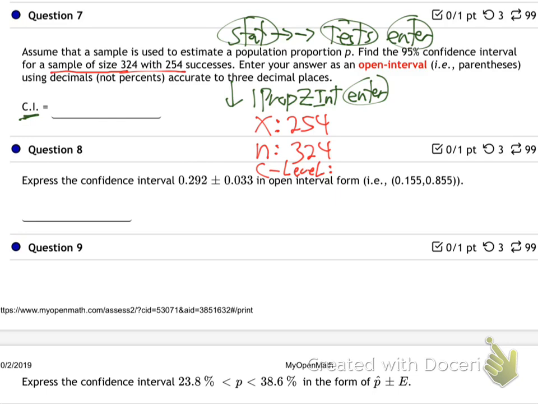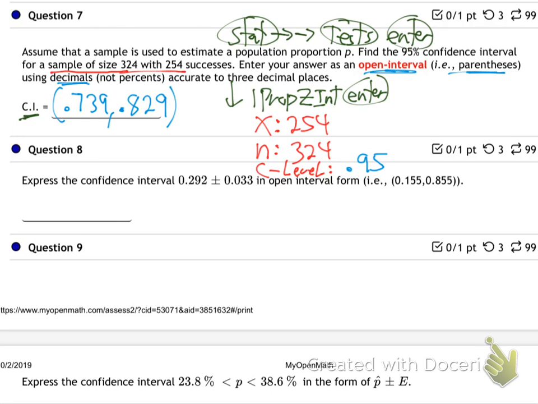And then the confidence level, 0.95. Hit the buttons. I'm getting point, and then with 3 decimals, 0.739, comma, 0.829. Rounded, it was 0.2876, so I rounded to 0.29. That's all they want. They want the actual parentheses with the 2 numbers and the comma. Open interval parentheses, and not percents. They want decimals, so I just left it as decimals.